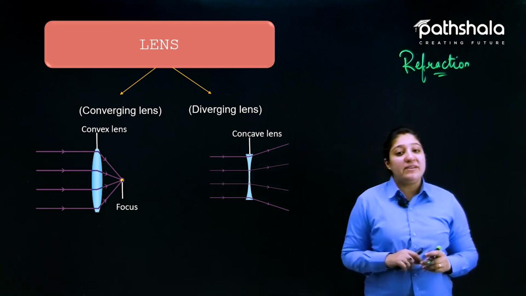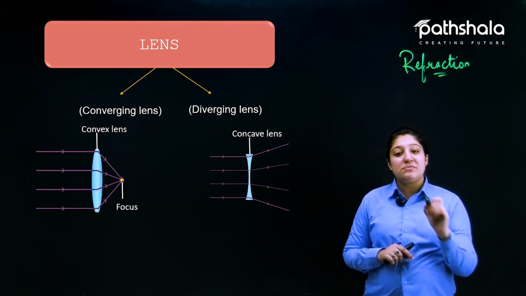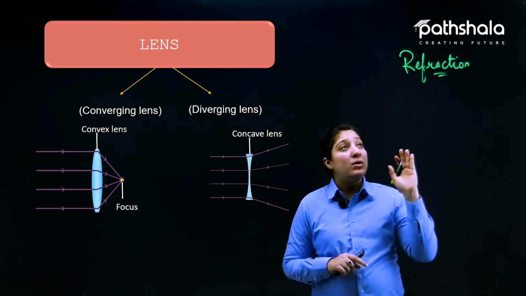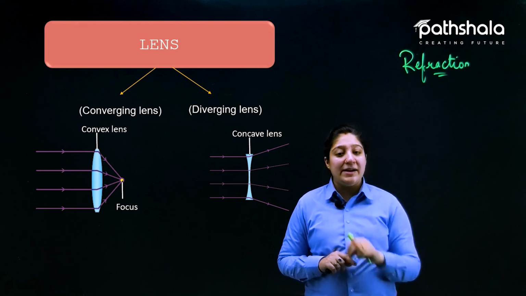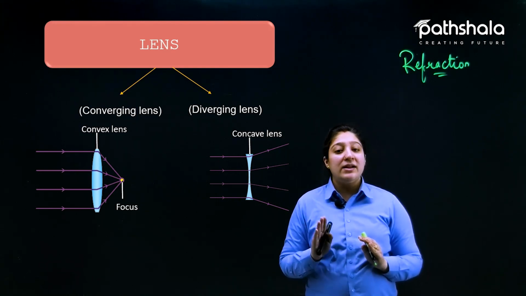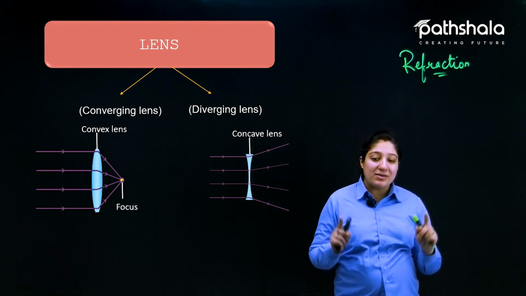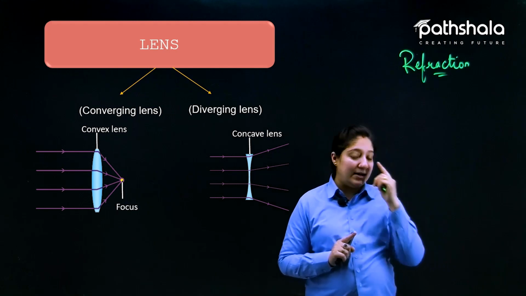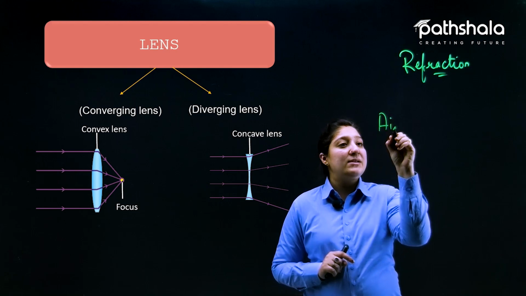Now in our previous slides, we have seen what reflection is. Reflection is just the bouncing back of light. But what is refraction? Refraction is when we have two different mediums, where the density of the particles present in one medium is different from the other. Now let's see here, we take one medium as air.